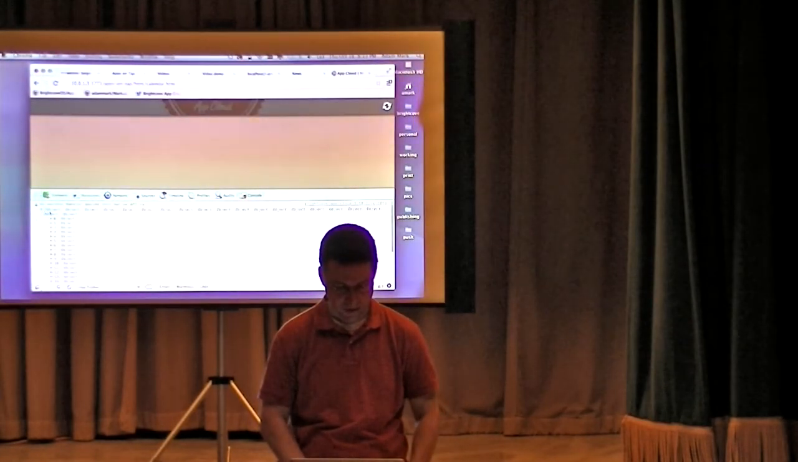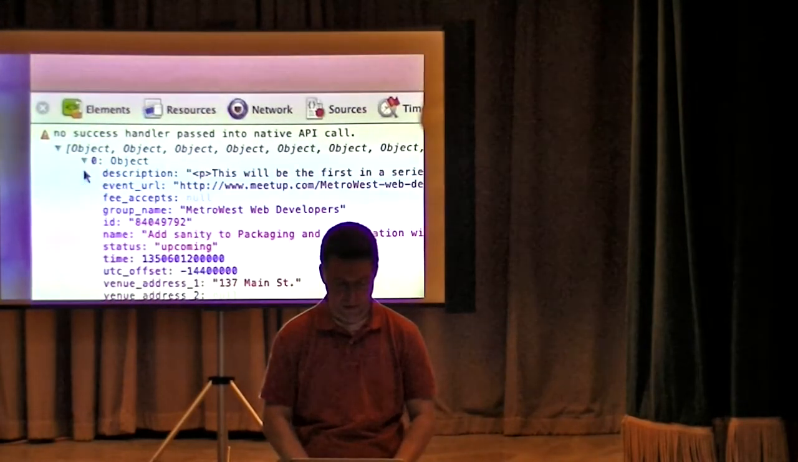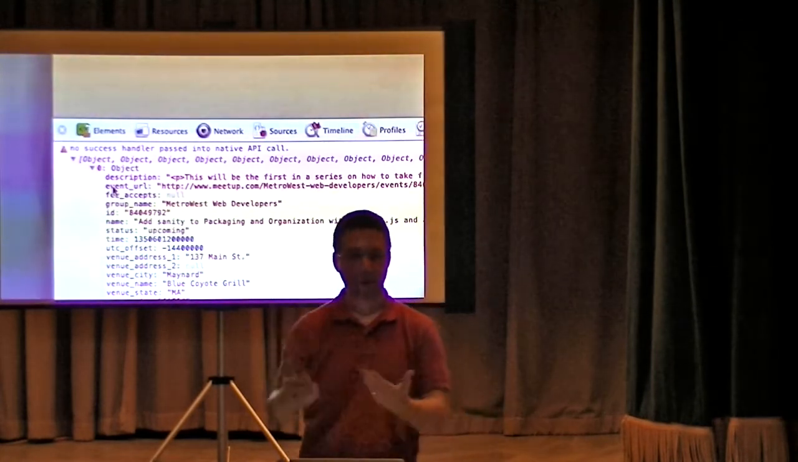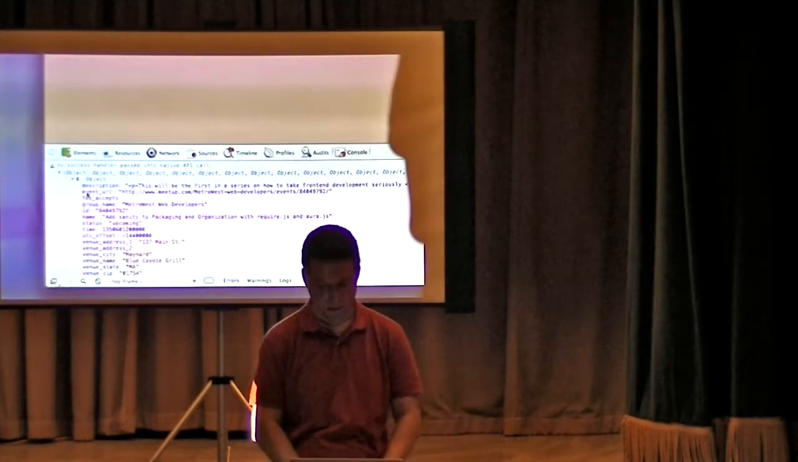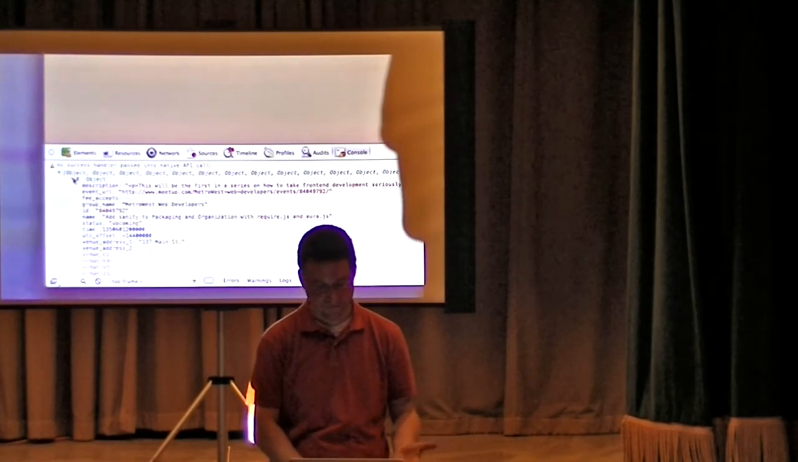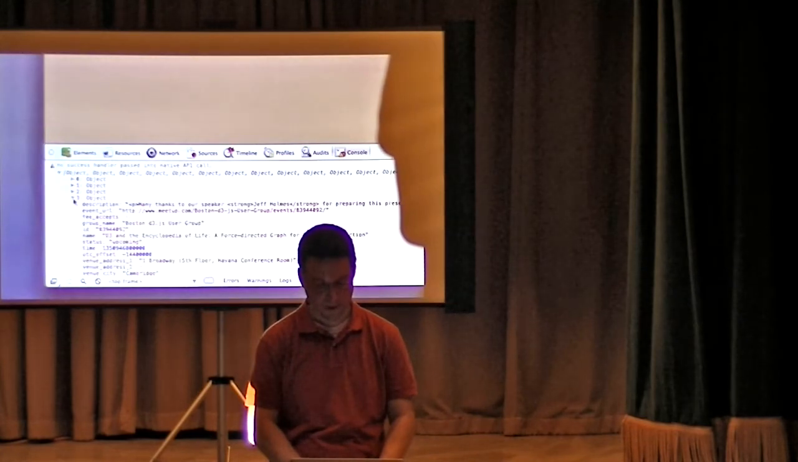Whoa, look at all that data. This is great too. With Chrome Developer Tools, you can give it any kind of JavaScript object and inspect the object right there in the command line. So here's what I'm getting back from the server. I get an array of objects. I've got 20 objects here. Okay.